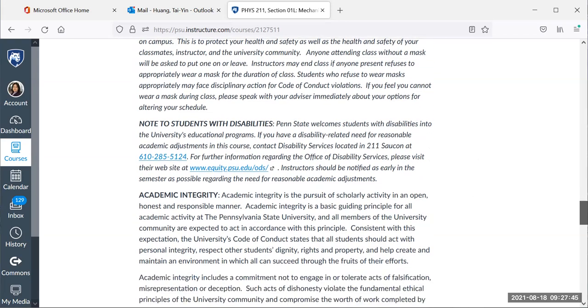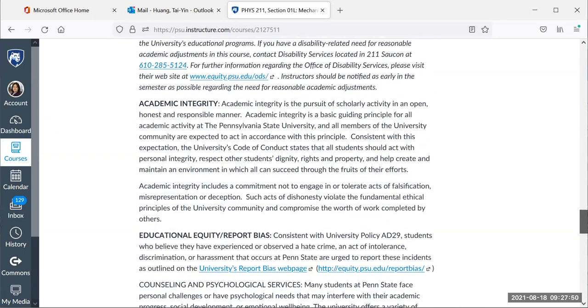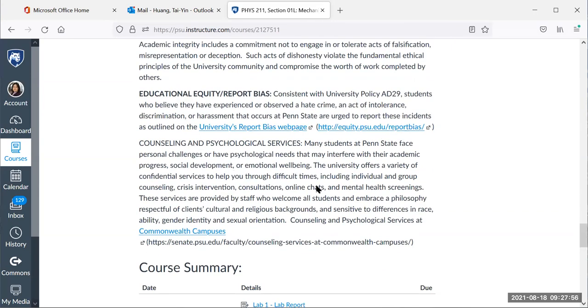All right, so there's a note to students with disability that you can read, and also there's academic integrity, and educational equity and report bias, and also counseling and psychological services that you can read.